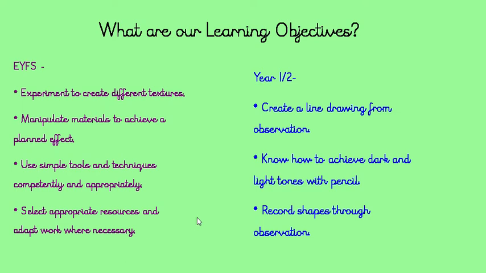So in year 1 and 2, we are creating a line drawing from observation. We're thinking about achieving dark and light tones with pencil, and that's the shadows that we've been talking about. And we're recording shapes through observation. So there are learning objectives that we're just keeping in the back of our mind as we're working through today and tomorrow.